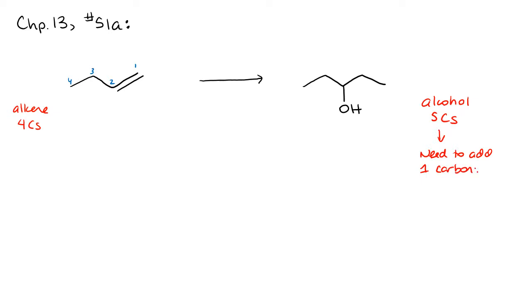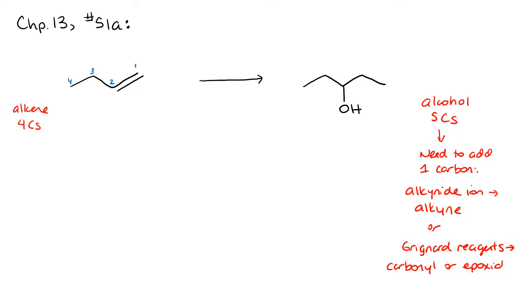And so far, we have 2 main reactions that allow us to add carbons to the molecule. We can either use the alkylate ion, which involves making and forming an alkyne, or we can use Grignard reagents, which involve us using carbonyls or epoxides and creating alcohols. So since our final product contains an alcohol, we want to use the Grignard reagent method.